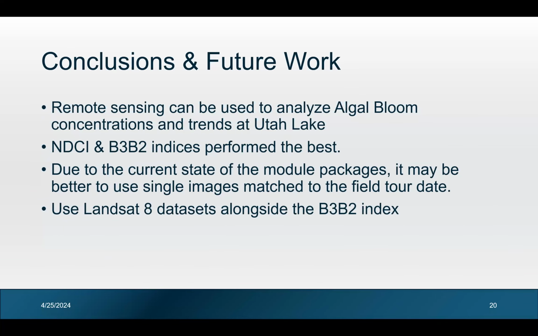So just to conclude, remote sensing can be used to analyze algal bloom concentration trends at Utah Lake. The NDCI and B3, B2 indexes were the best performing ones. Due to the current state of module packages, it might be better to use single images from a single day than to try to collect the entire range for a single season. There's also a possibility of using a Landsat 8 dataset for B3, B2 in particular, instead of Sentinel 2, if you want.